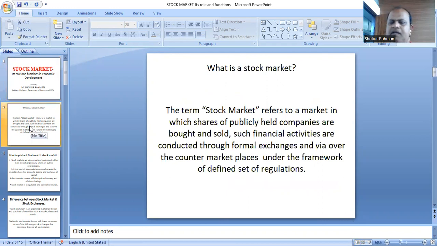The term stock market refers to a market in which shares of publicly held companies are bought and sold. Such financial activities are conducted through formal exchanges and via over-the-counter marketplaces under the framework of a defined set of regulations. And one important thing that you must know is that the capital market is totally controlled by SEBI, the Securities Exchange Board of India. It controls.